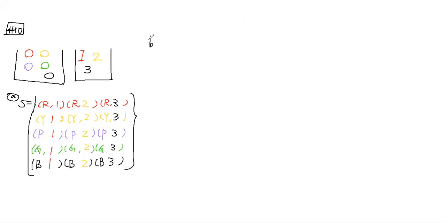Okay, so now for part B, they said A is defined as the ball color matches the number color. So I know this one matches, right? The red and the red number 1. Now what is the other one that matches? Yellow matches number 2, see here. And the other one is black matches number 3, right? So this is my event A.